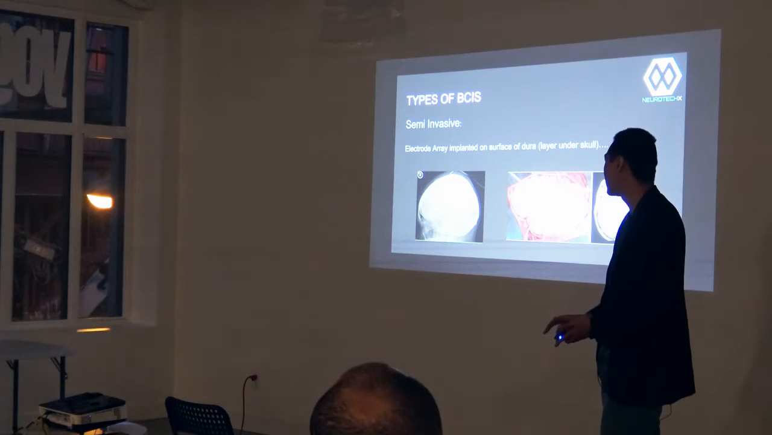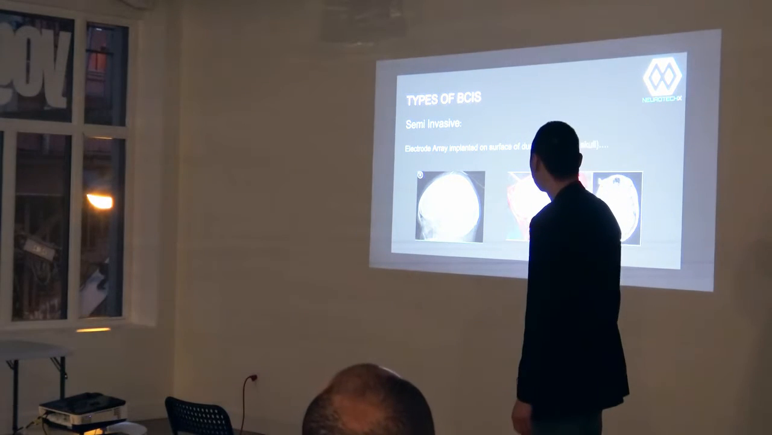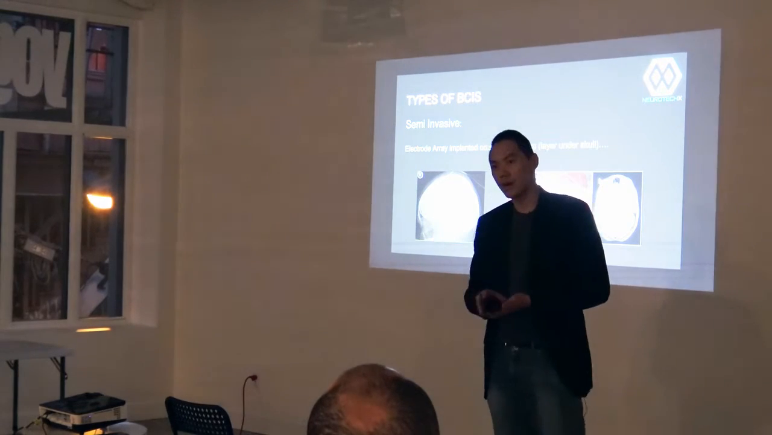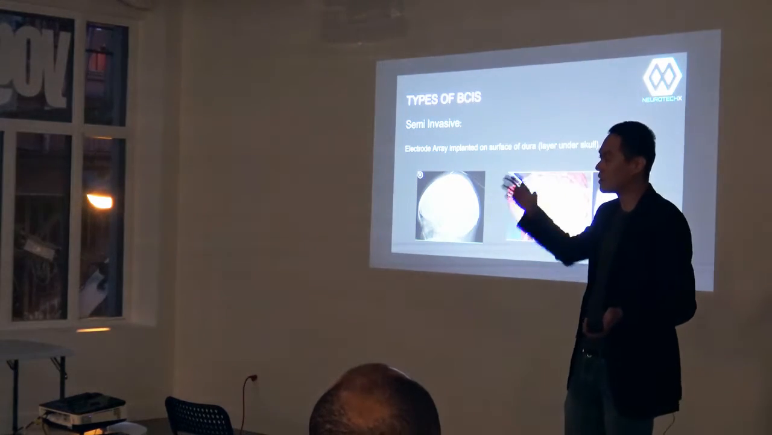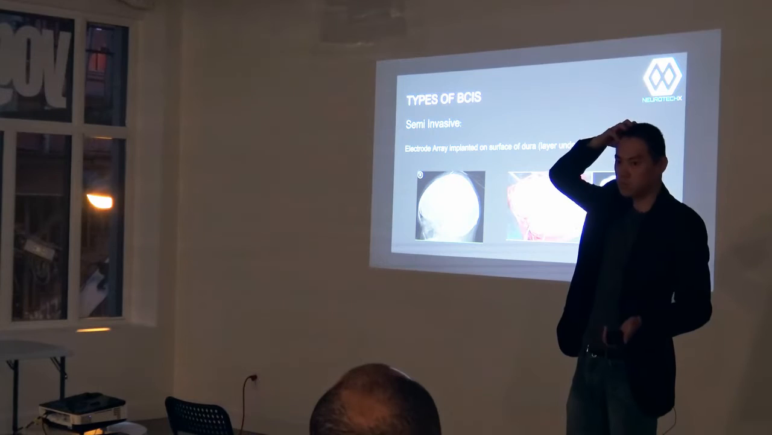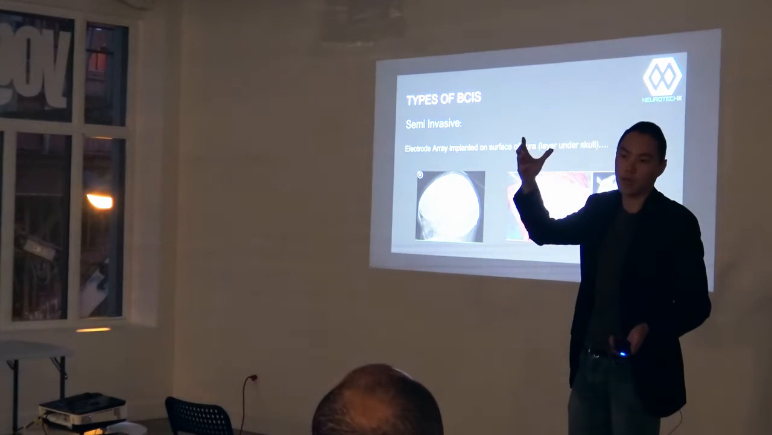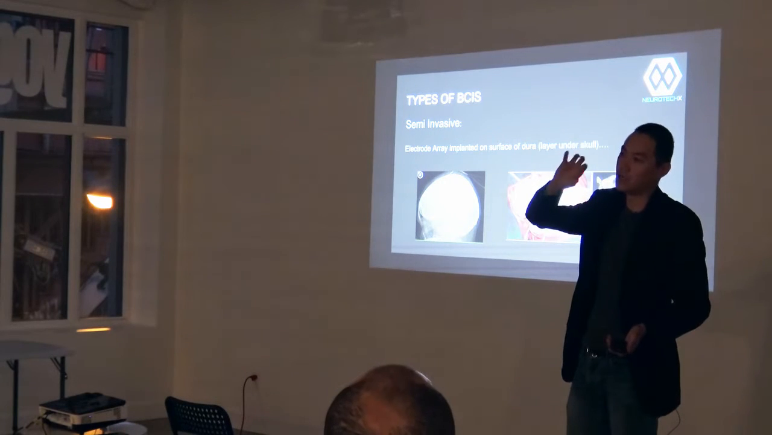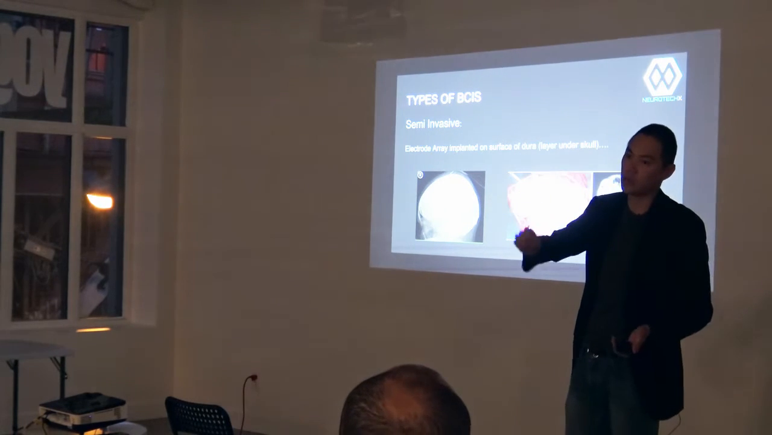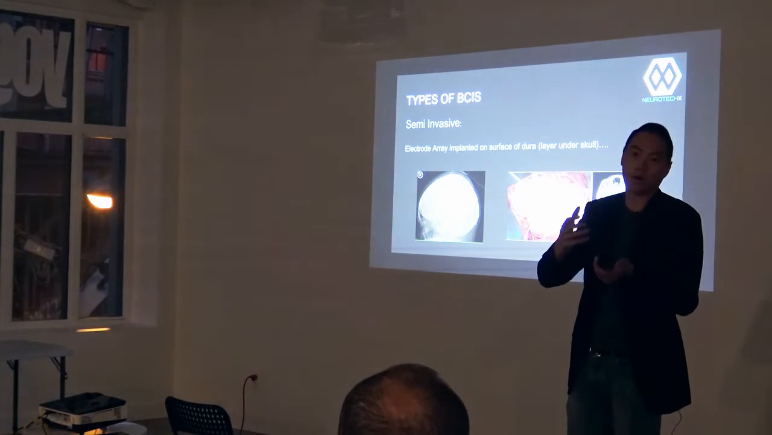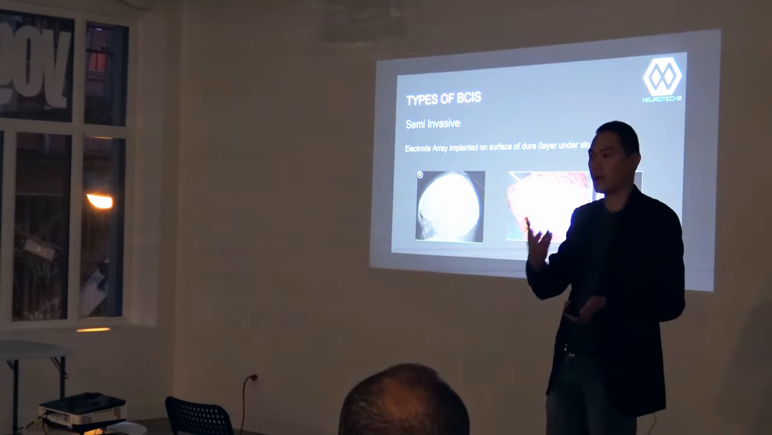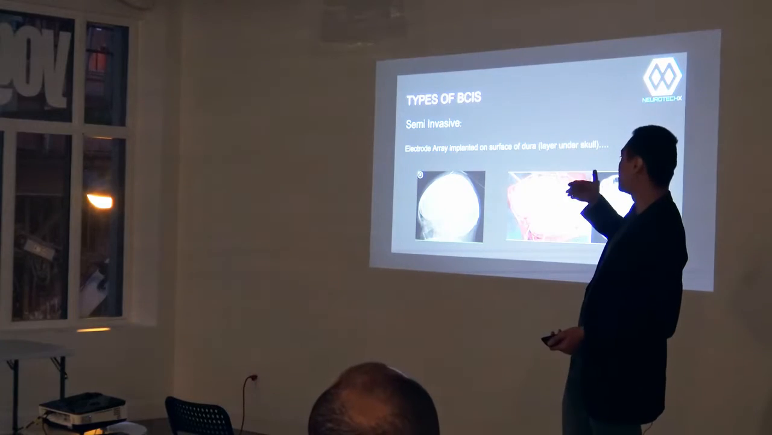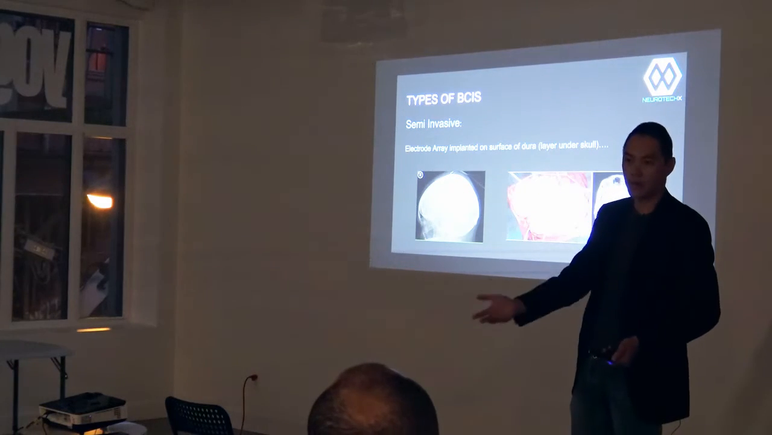The types of BCIs that are out there. Essentially, there's semi-invasive BCIs where first and foremost, you have to almost literally implant an array of electrodes on the surface of the dura, which is literally right underneath the skull. So you don't have to cut into the brain, so to speak. Pardon my lack of grace in speaking about this, but this is to give you a comparison of what's out there.